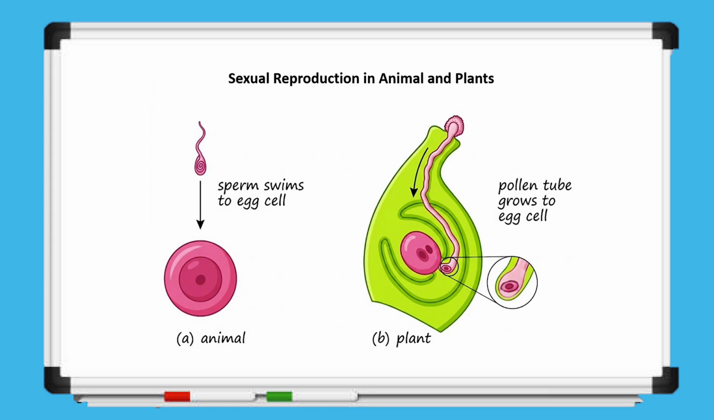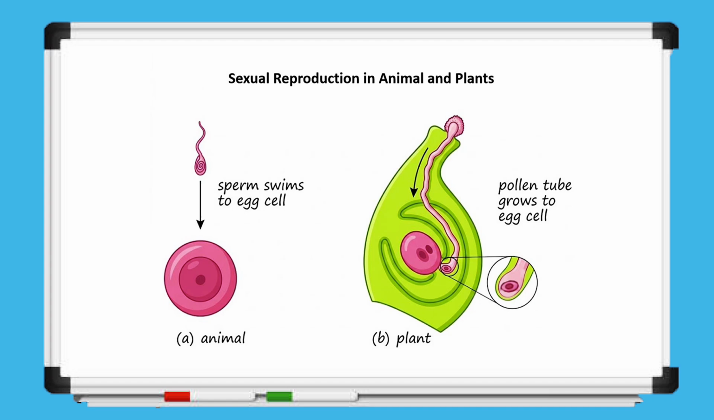Sexual reproduction occurs in both animals and plants, but the methods by which it happens are different. In animals, sexual reproduction involves a sperm cell swimming toward an egg cell to fertilize it. This fusion of male and female gametes results in the formation of a fertilized egg, also known as a zygote, which contains a full set of chromosomes, half from the father and half from the mother. The zygote is diploid and will continue to develop into an embryo and eventually a fully formed organism.